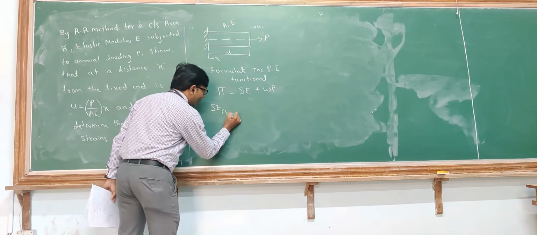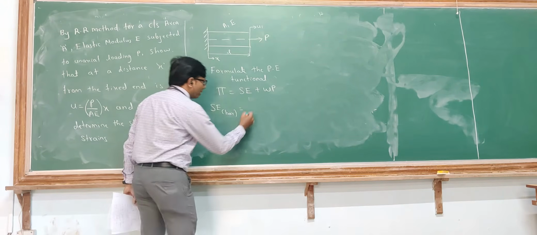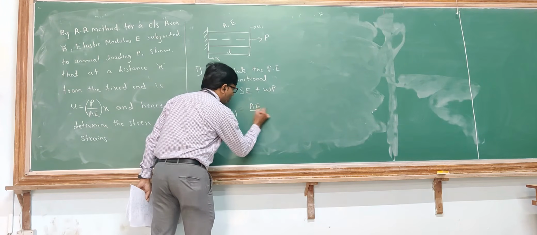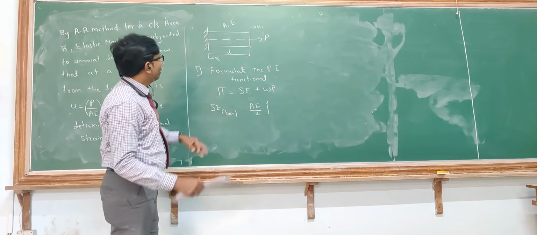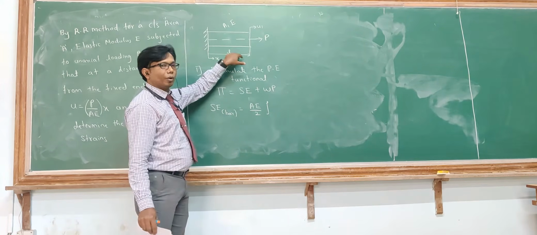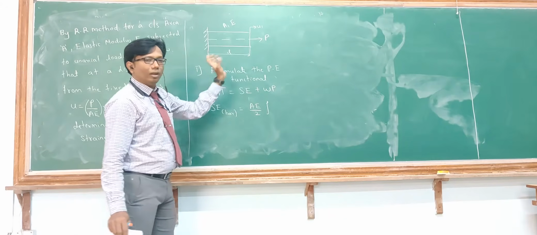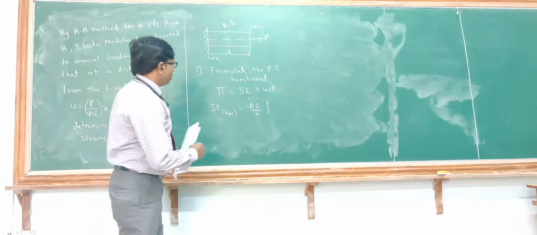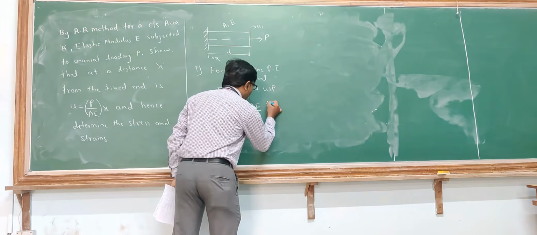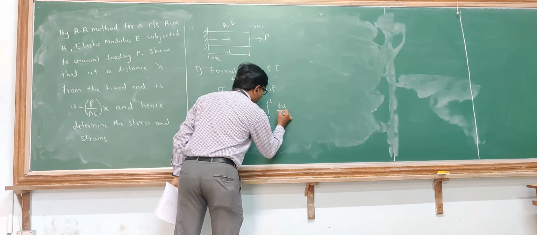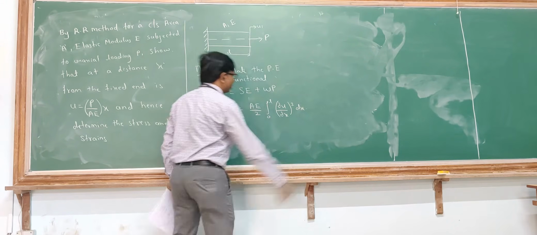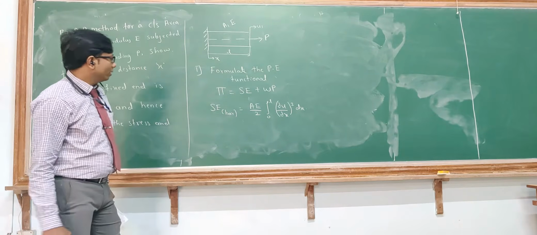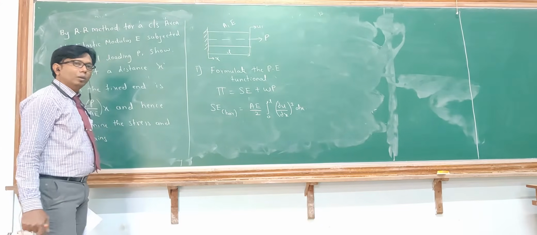Already we have calculated this. It is given as AE by 2 integration, for 1D, because we are interested in finding out the displacement of this particular bar only in the length direction. Okay, so integral 0 to L of (dou u by dou x) the whole square into dx. This is the strain energy given for a bar problem.